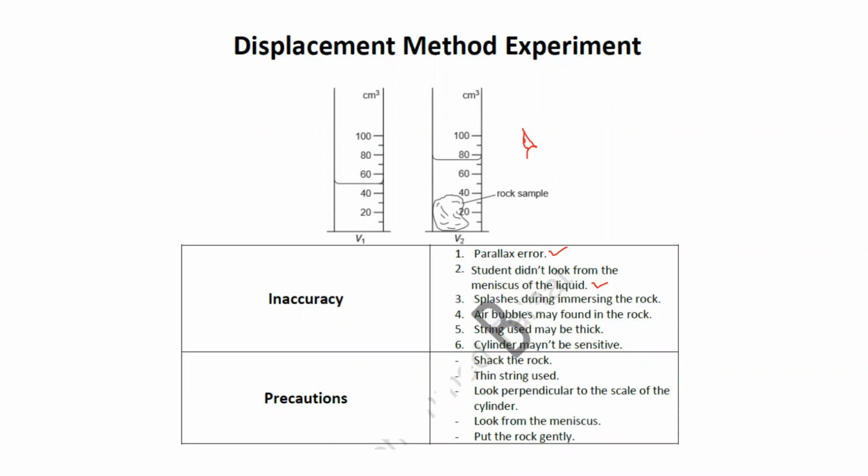So that's also wrong. Splashing during immersing the rock. What happens? When you put the rock inside, some of the water might come out, splashing occurs. So that will not be accurate. This will lead to an error. Maybe air bubbles may be found in the rock, so the rock may have some trapped air, so this will not be accurate. It will be the volume of the rock plus the volume of trapped air.